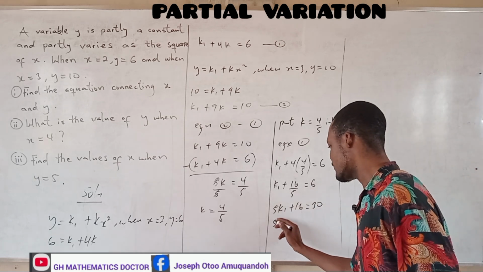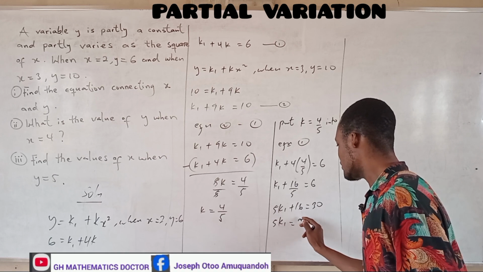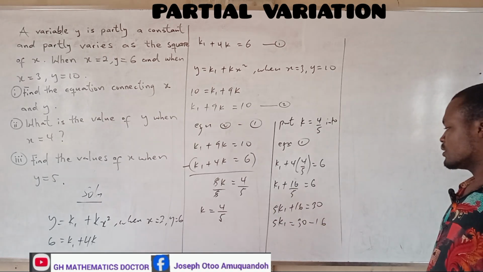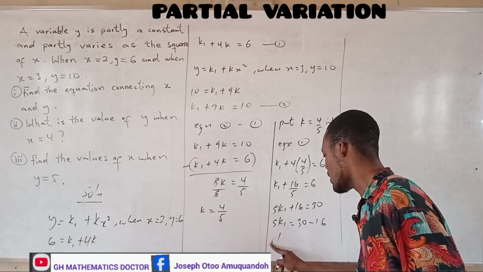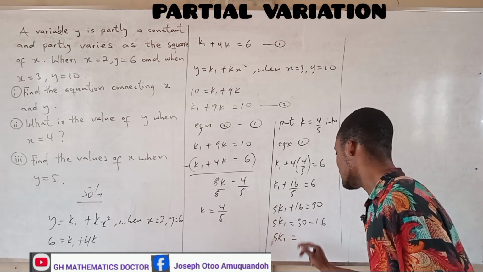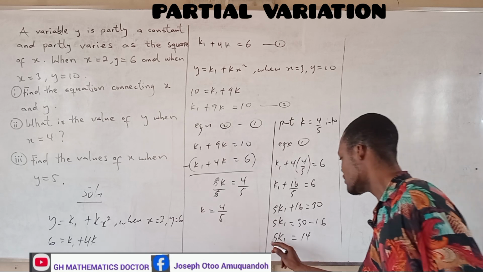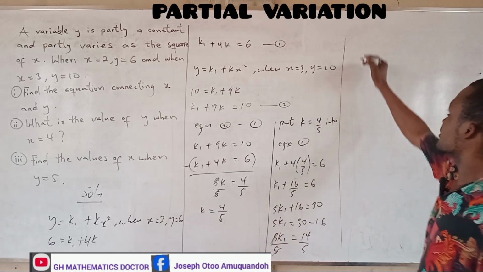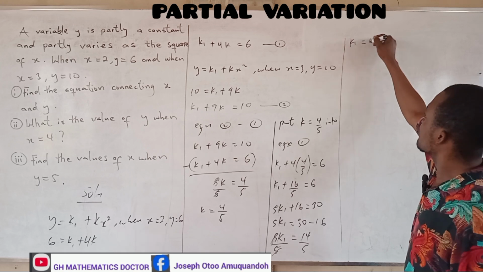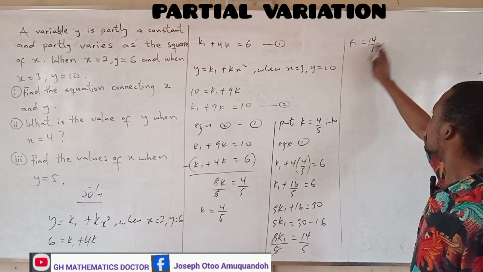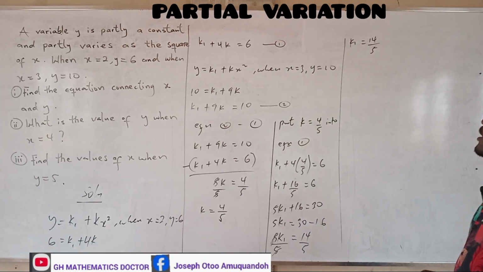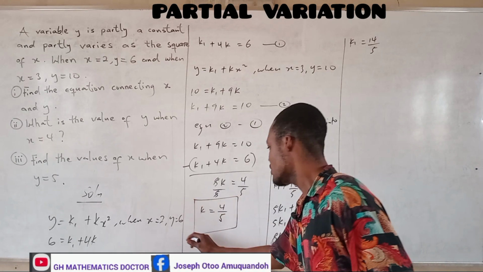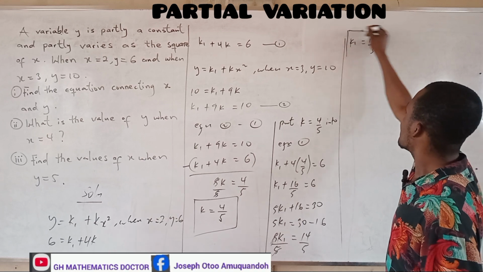So group like terms: 5k1 equal to 30 minus 16. Now 5k1 equal to 14. Divide both sides by 5. We have k1 is equal to 14 over 5. Now that we have k and k1 values, we can see the first constant and the second constant.